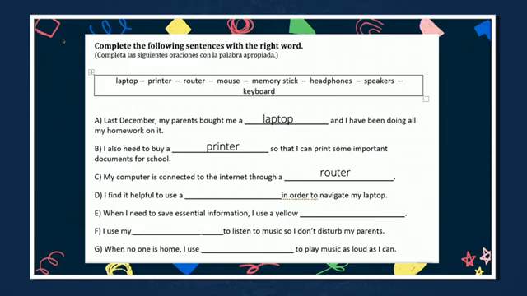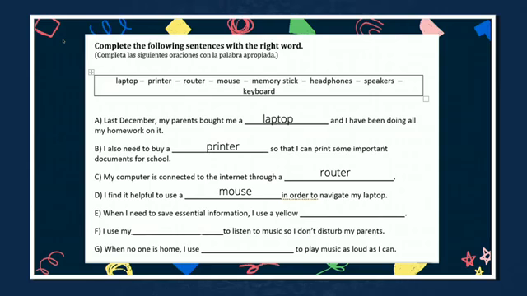Letter D. I find it helpful to use a... in order to navigate my laptop. Me parece muy útil usar un... para navegar en mi laptop. What is it? A memory stick? A mouse or speakers? Yes, a mouse. I find it helpful to use a mouse in order to navigate my laptop.